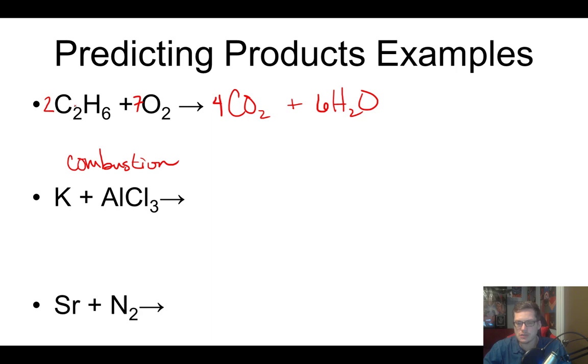We'll just double check this. 2 carbons, 2 to 4 carbons. Okay, 4 carbons, and then 14 oxygens, and 1, 2, 3, 4, 5, 6, 7, 8 right here, plus 6, that's 14. We're all balanced. Good to go.